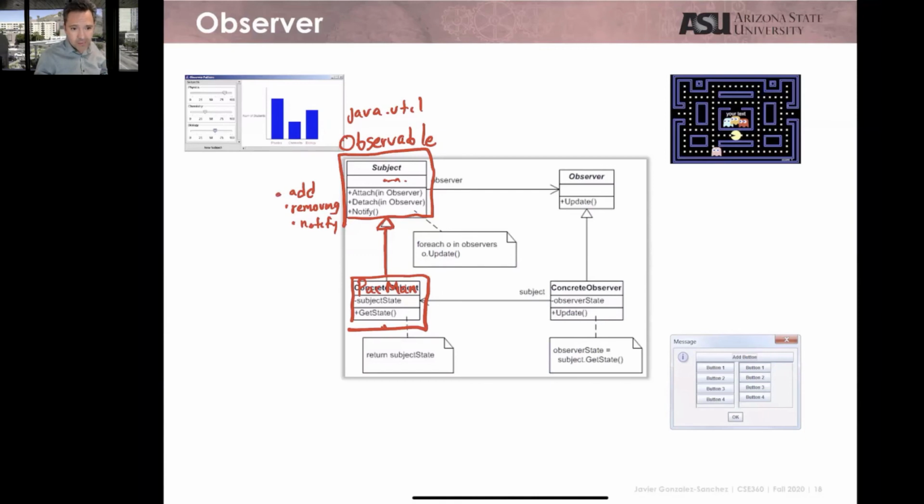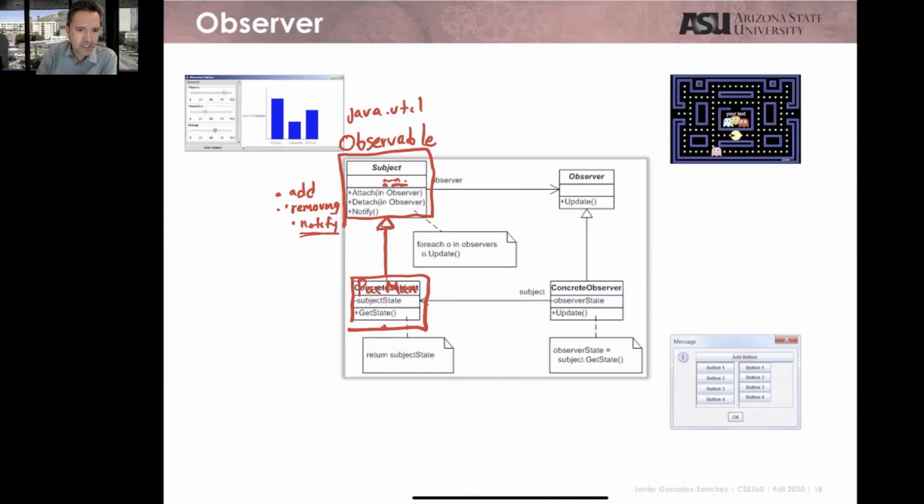Obviously, at some point those people can stop observing me, and be removed. And what is going to happen is, whenever I do something important, my method notify is going to tell all those people that I know are observing me that I just did something.